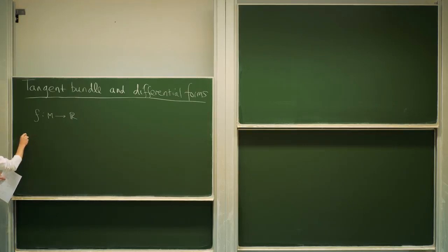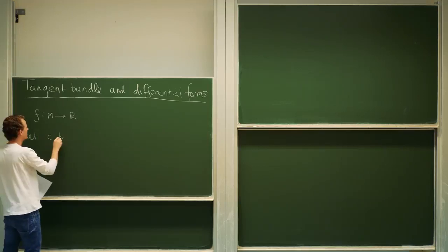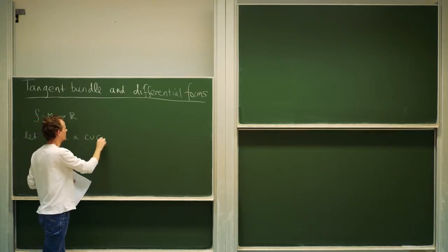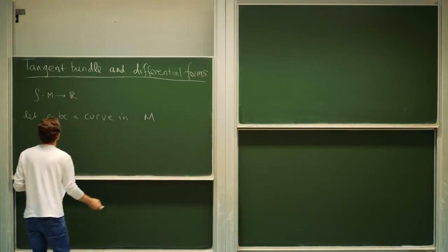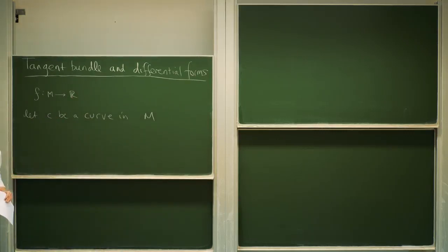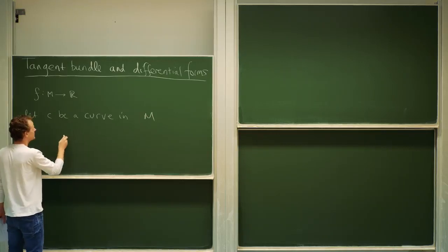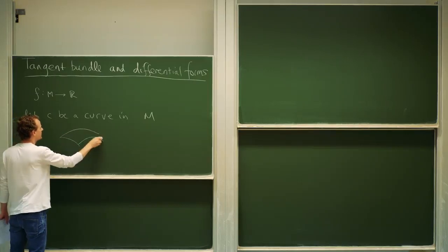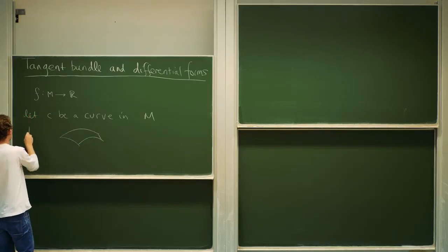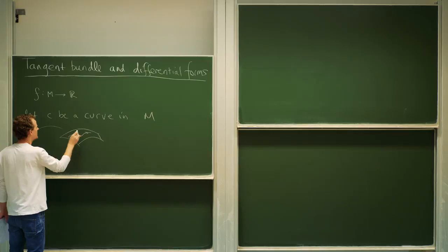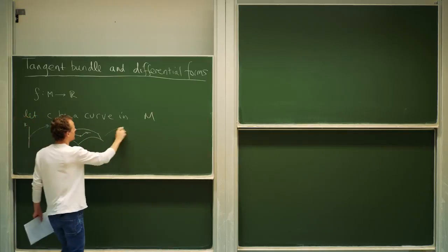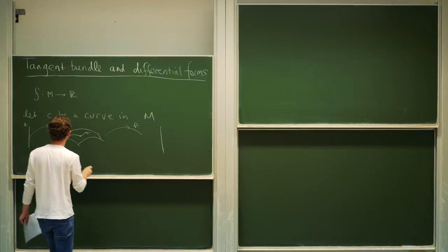And so to capture that, we imagine that we had a curve and we differentiate f along that curve. So that's something we can do using standard calculus tools. So here's the picture, here's the manifold M. Here's the real line, here's the origin, here's our curve C. Here's some function to the real line.